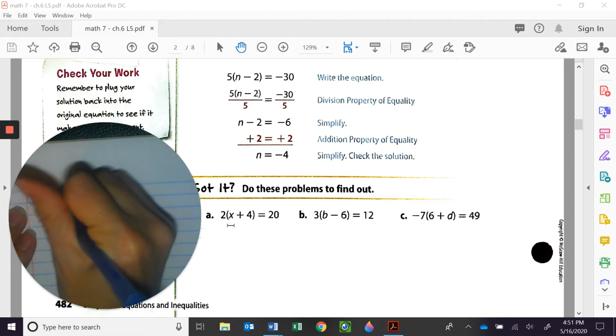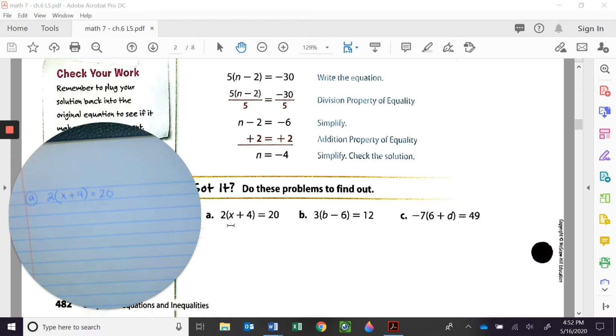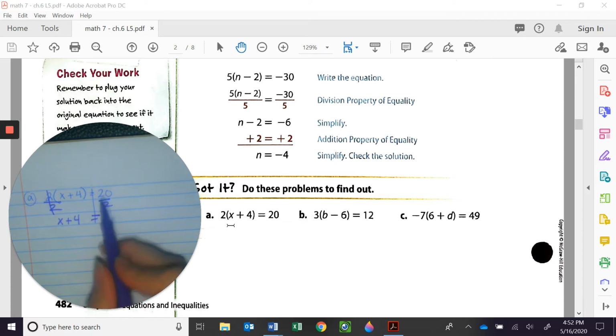Okay, so we have 2 times (x plus 4) equals 20. All right, so we're going to think of it as 2 separate sides. We're going to divide by that 2 first so that it goes away, leaving us with what's inside the parentheses. And then 20 divided by 2 is 10. Then we can get our x by itself by subtracting 4 from both sides. And so x equals 6.